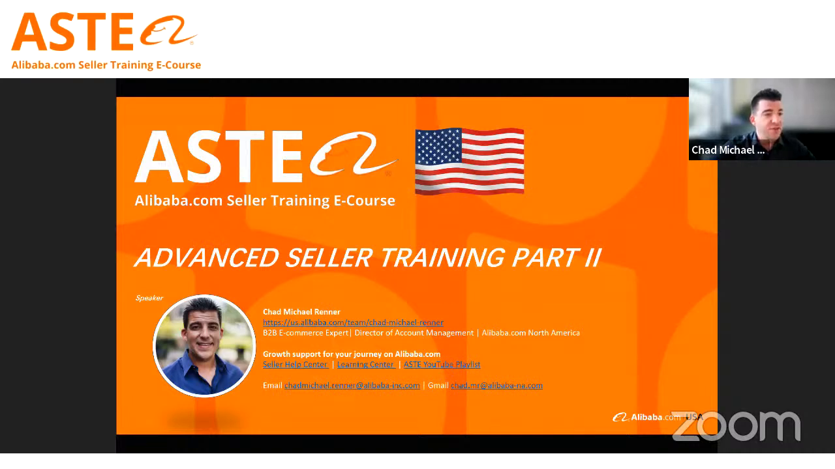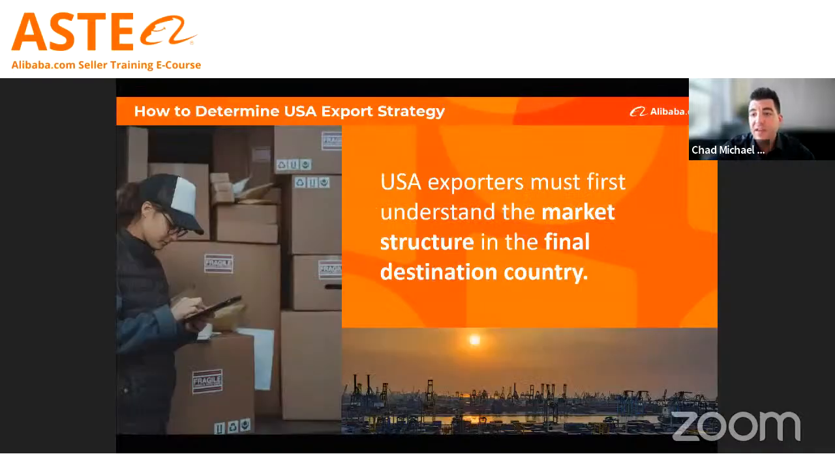Okay. So U.S. exporters must first understand the market structure and the final destination for their goods. This is like the first thing in selling goods internationally, right? Where are you selling the goods to? What are the import regulations there? Export strategy will depend on the final destination country's policy regarding the products you're selling or the market you're selling into, right?